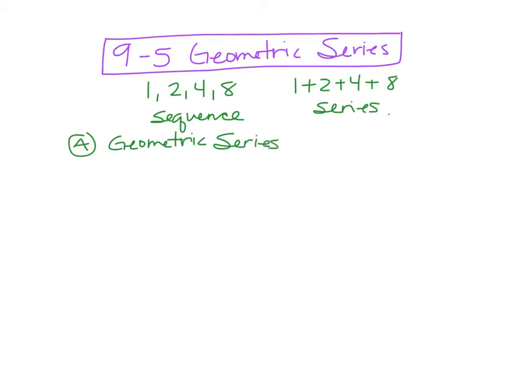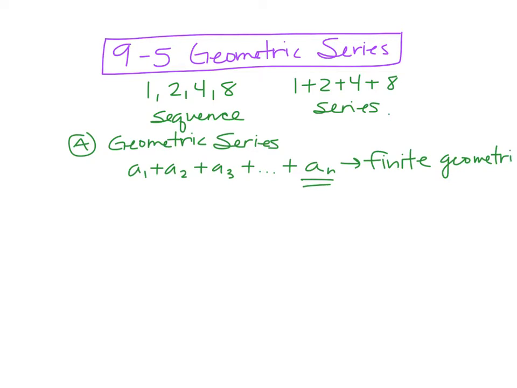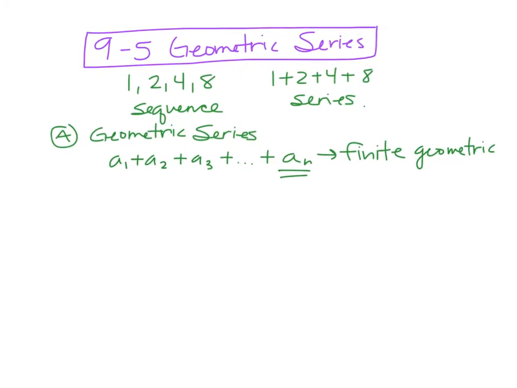So let's say we have A1 plus A2 plus A3 plus ... and we get to an A sub n. We would say this is a finite, meaning it has an ending. There is a last term. Remember, A sub n is your last term. This is a finite geometric series. Okay, finite geometric series.